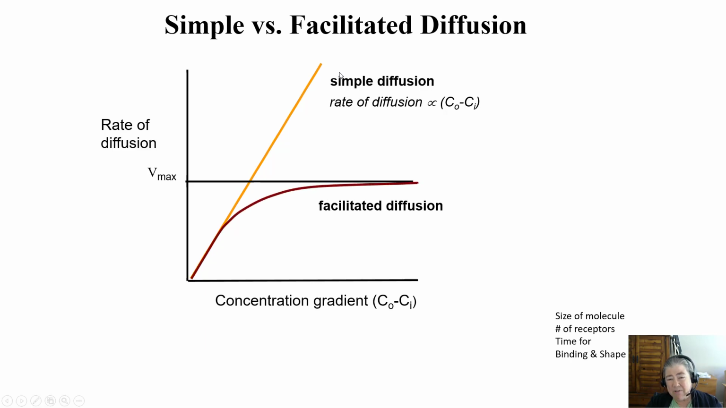is dependent on how many receptors there are, how big the molecule is, and how long it takes for the substance to bind to the receptor, to the channel, and then how long it takes for the shape change, the conformation change, in order for the substance to be diffused and released on the other side of the membrane. So simple diffusion, entirely dependent on the concentration gradient. Facilitated diffusion, dependent on the size of the molecule, the number of the receptors, and the time for binding and shape change.